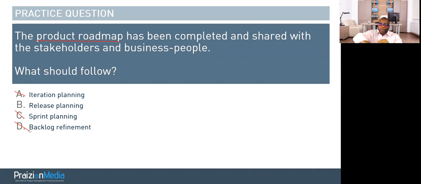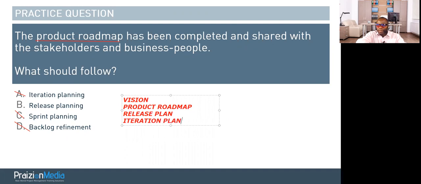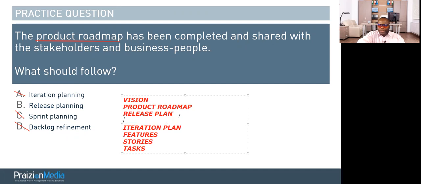So here's the order. Let me just give you an order so that it makes sense for you, okay? You have the vision, you have the product roadmap, you have the release plan, you have the iteration plan, right? And then down to the lower levels, opening up to page 216, what you're gonna see under the iteration is features, and you're gonna see stories, and you're gonna see tasks, right? So somewhere between when you do your release and when you do your iteration planning, you obviously need to have an idea of your product backlog. You cannot do your iteration planning without it.